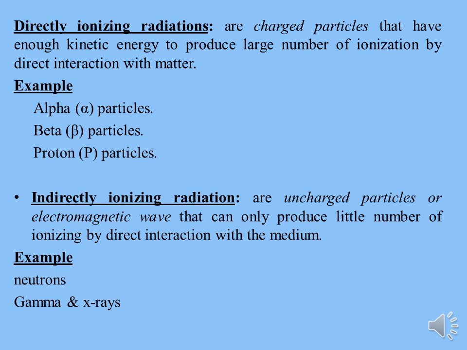Directly ionizing radiations. Charged particles that have enough kinetic energy to produce a large number of ionizations by direct interaction with matter are called directly ionizing radiations. Examples: alpha particles, beta particles, protons. Indirectly ionizing radiations are uncharged particles or electromagnetic waves that can only produce a small number of ionizations by direct interaction with the matter. Examples: neutrons, gamma and X-rays.